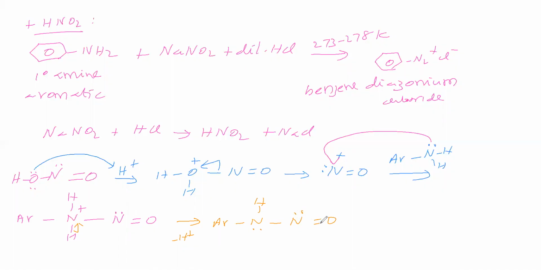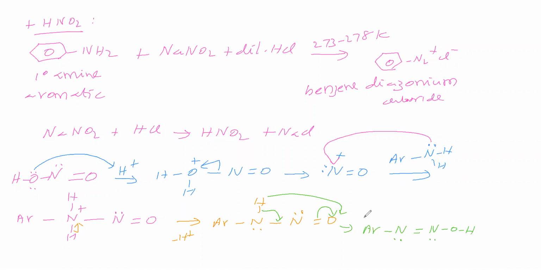Next step, this O is attacked by H plus. We got it like this. We'll go to the next step. This bond is migrating to this place. H plus attacking this, so we are getting Ar, N double bond N, single bond OH. So we got it like this.